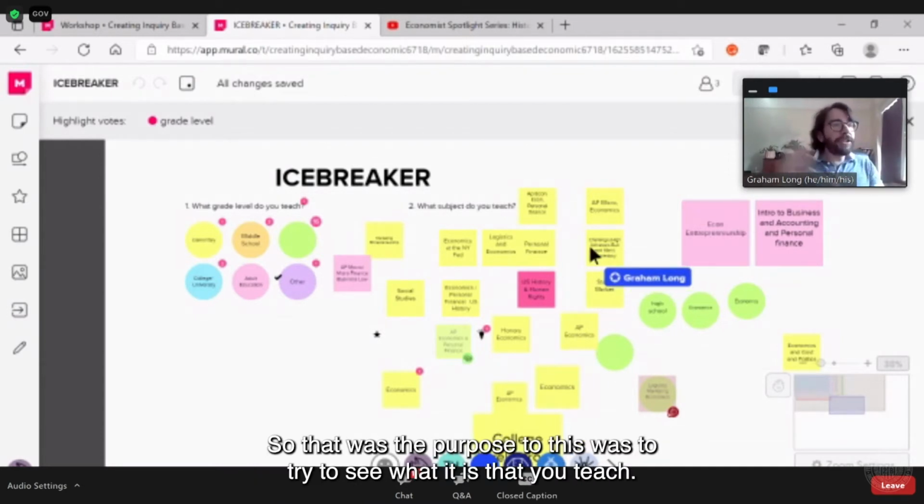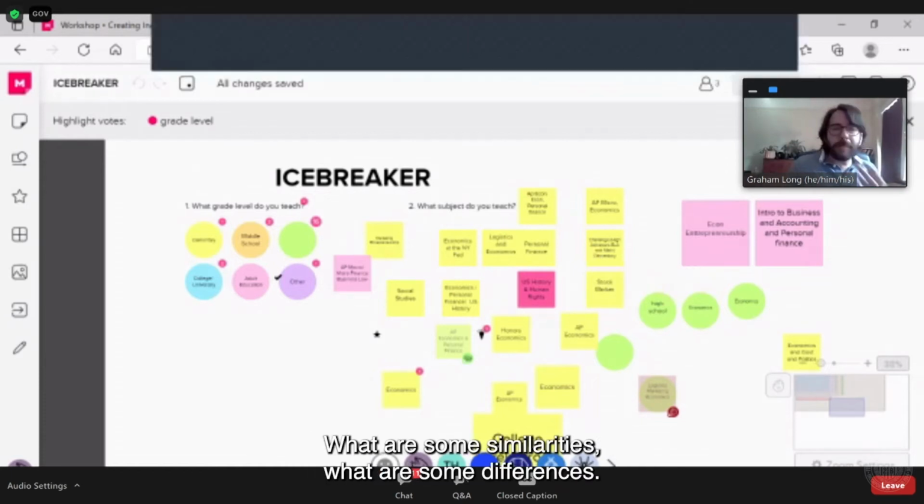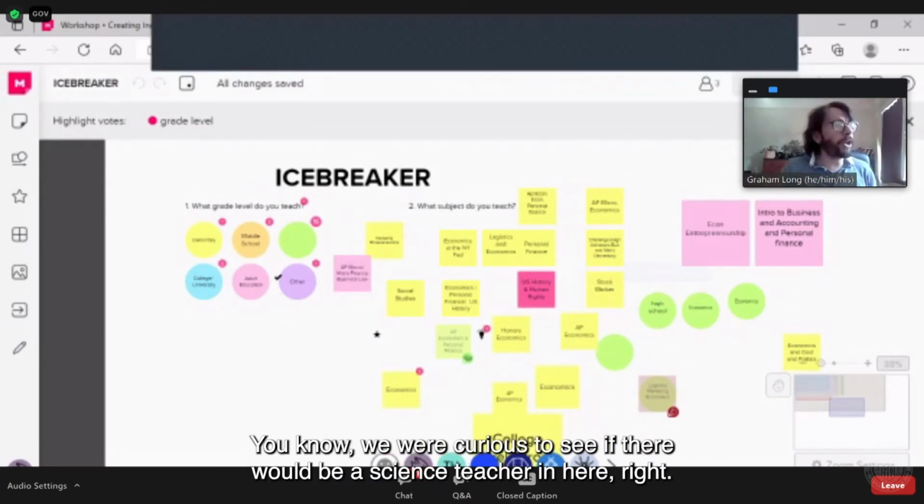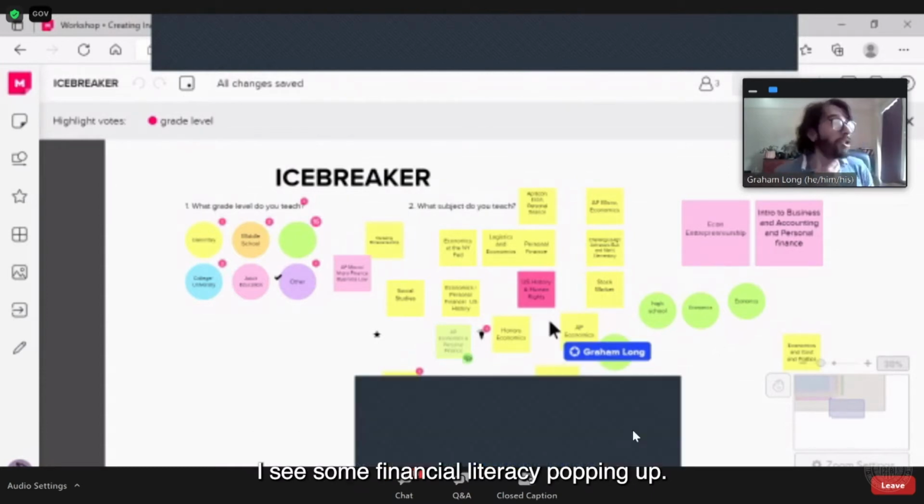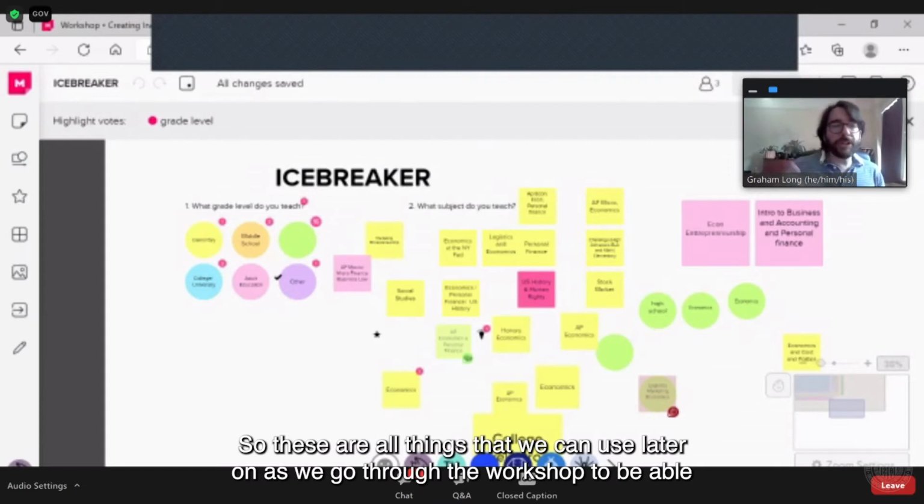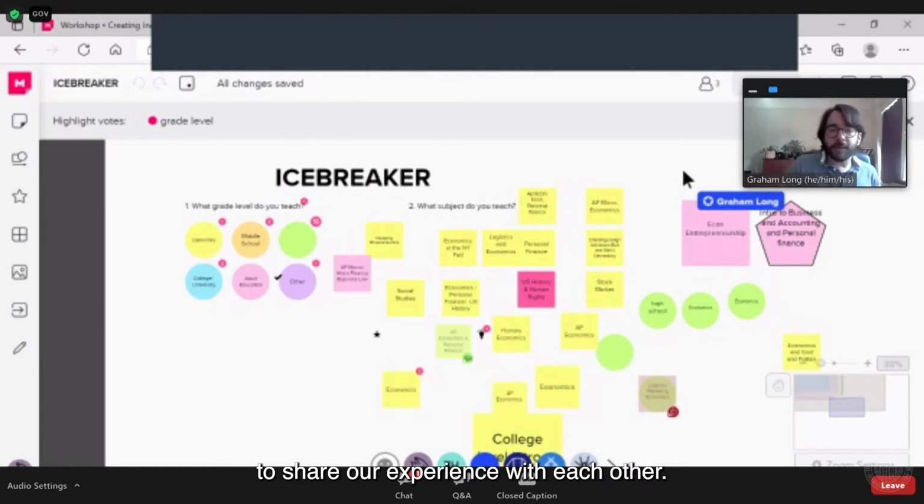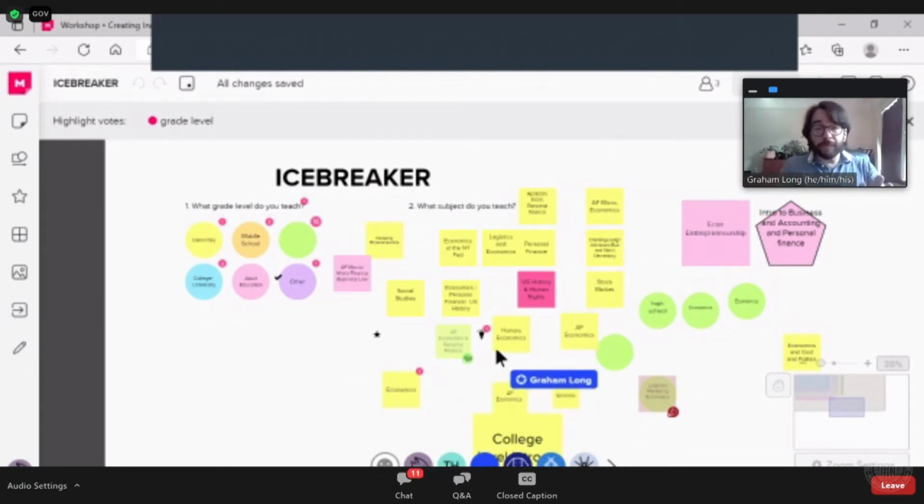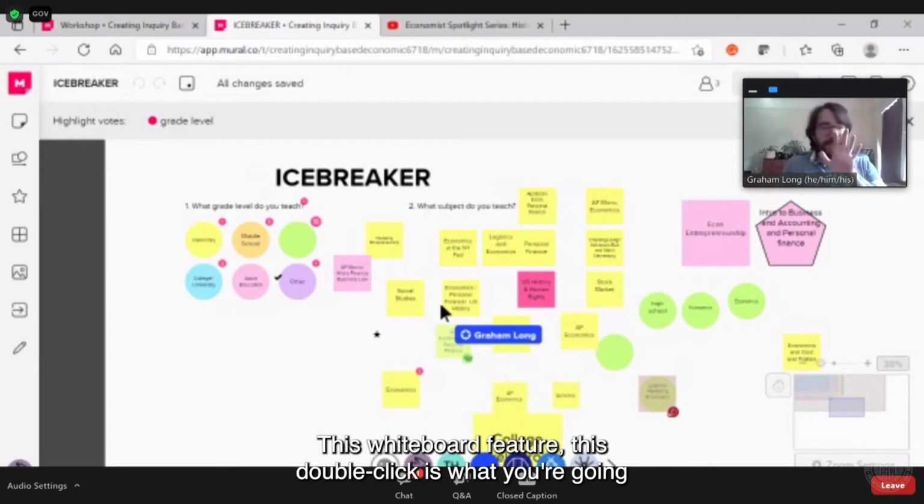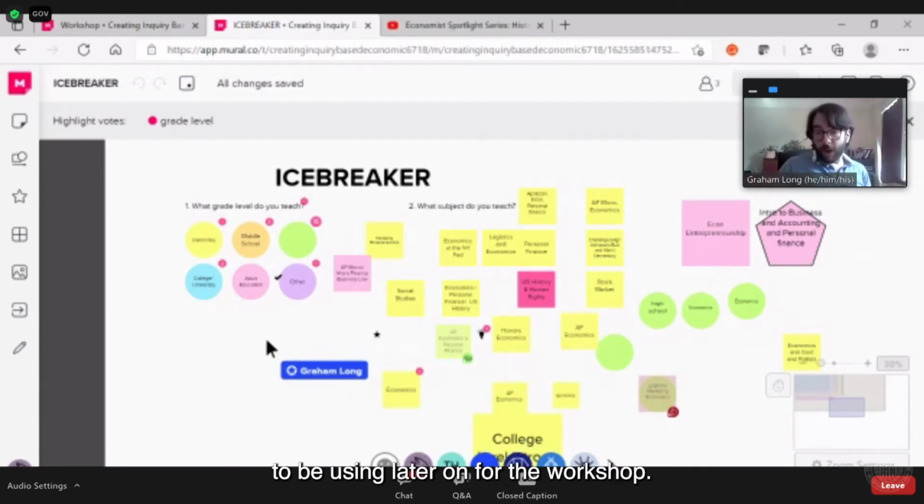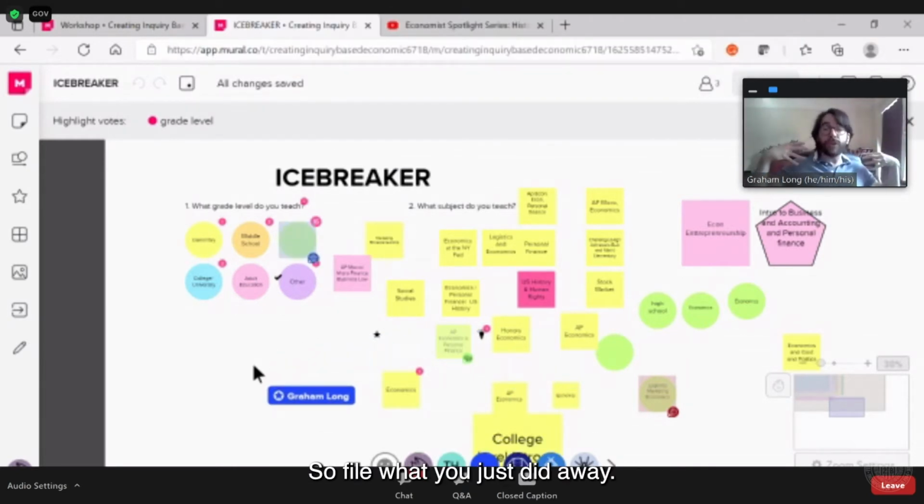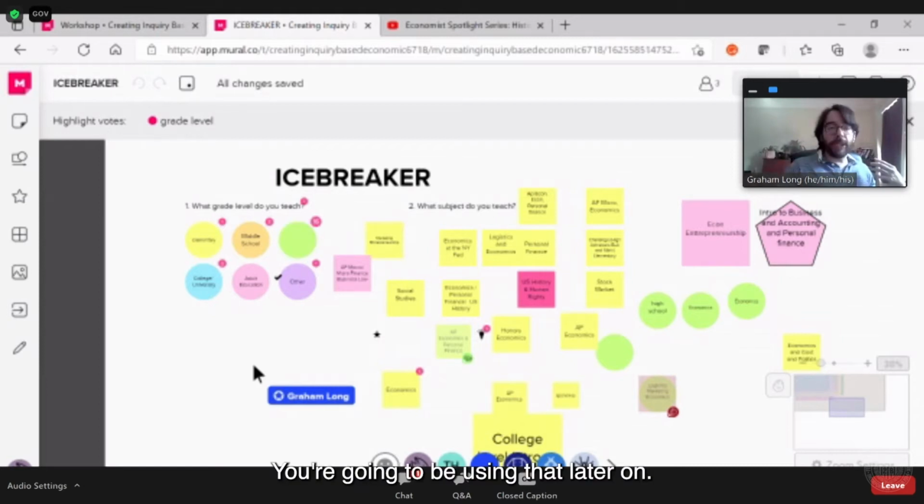So that was the purpose of this, to try to see what it is that you teach, what are some similarities, what are some differences. You know, we were curious to see if there would be a science teacher in here, right? I see some financial literacy popping up. So these are all things that we can use later on as we go through the workshop to share our experience with each other. And this whiteboard feature, this double click, is what you're going to be using later on for the workshop. So file what you just did away. You're going to be using that later on.